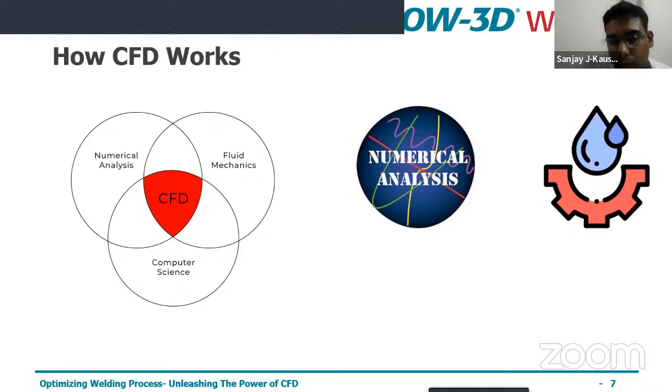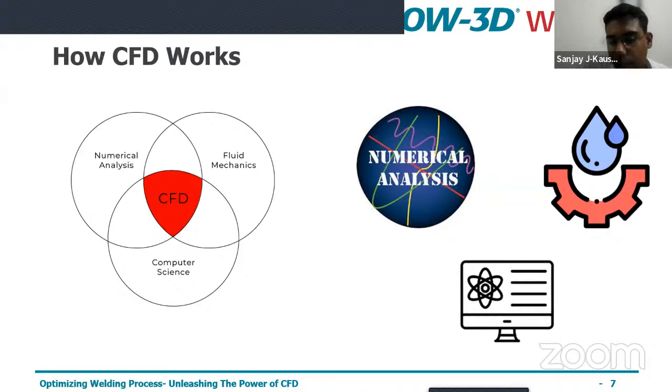And coupled with both of these things, numerical analysis and fluid mechanics, software requires computer science. Computer science as in the physical computer itself, the processes, how it processes the problem. A problem has to be processed by the computer to get a result out of it. So these are the three major things that a CFD software requires, and by combining all these things, that's how a CFD software works.